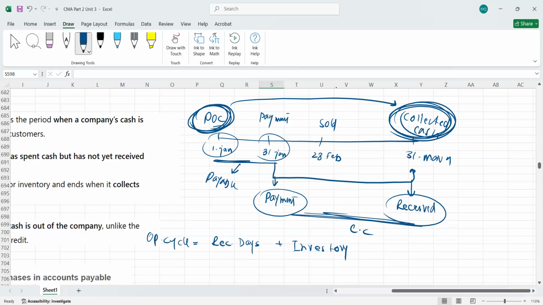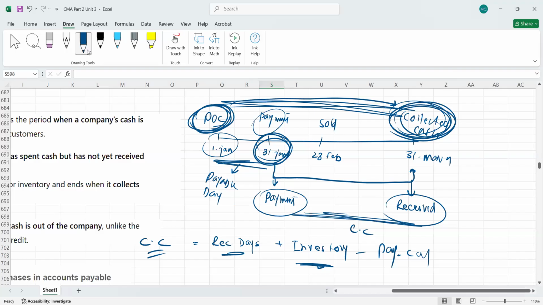So if I deduct the payable days from the operating cycle, it will represent the difference between these 2 points, when you made the payment and when you collected the cash. So this is the formula for cash cycle. For cash cycle, you calculate receivable days plus inventory days, which represents the difference between these 2 points. From there, if I deduct this difference, which is payable days, that is called cash cycle, cash conversion cycle or cash cycle.